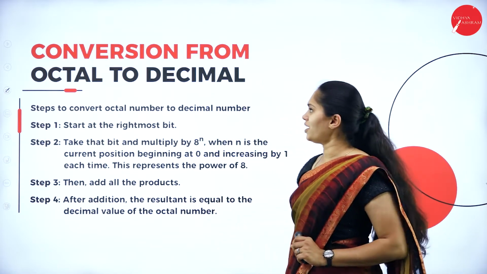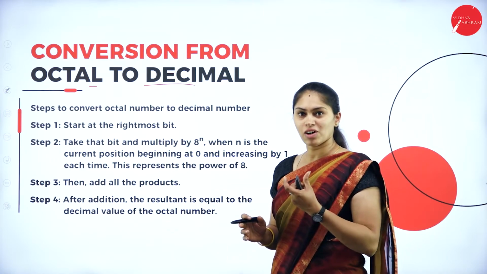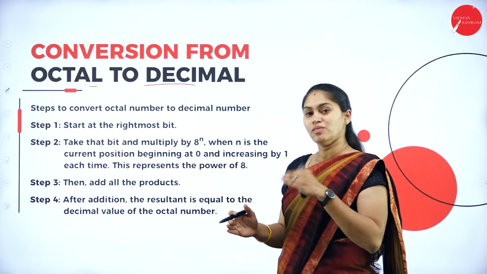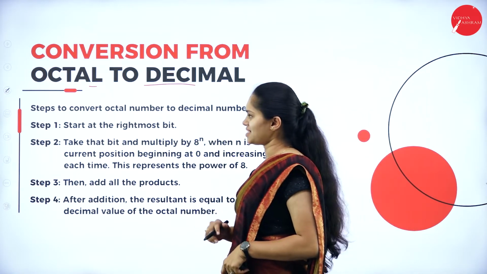That's all regarding what? Conversion from octal to decimal. So first we have a octal number, then we are converting that into decimal. So when we have a decimal as a second word, we have to multiply. We'll see the steps here.